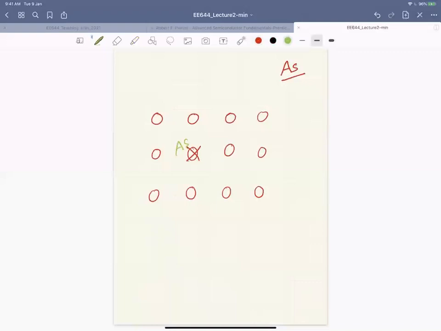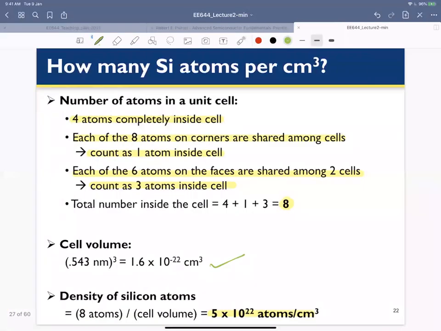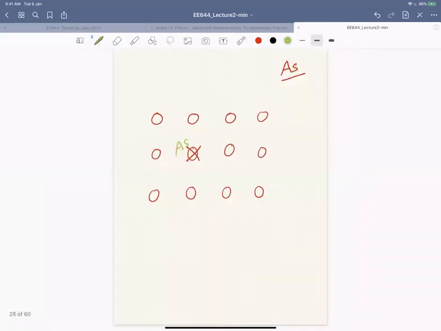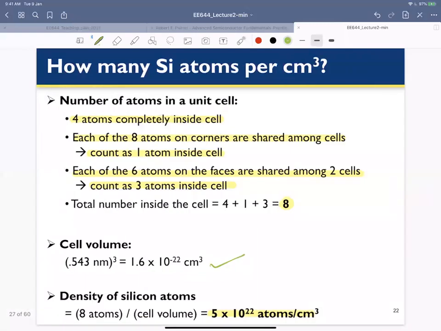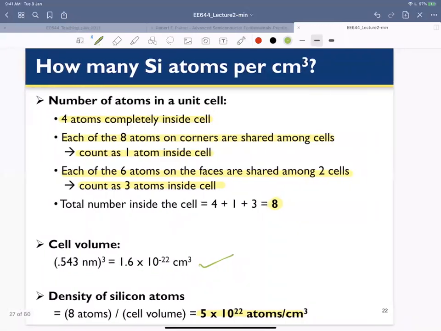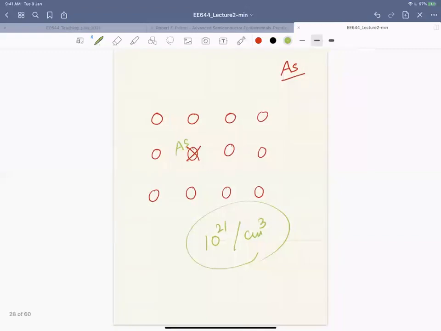So the density tells you how much you could dope, right? The maximum n-type doping with arsenic that you could have is around 10 to the 21 per centimeter cube. This is because there are only 5 into 10 to the 22 atoms, and we could remove at most 10 to the 21 atoms without changing the material properties much, right?